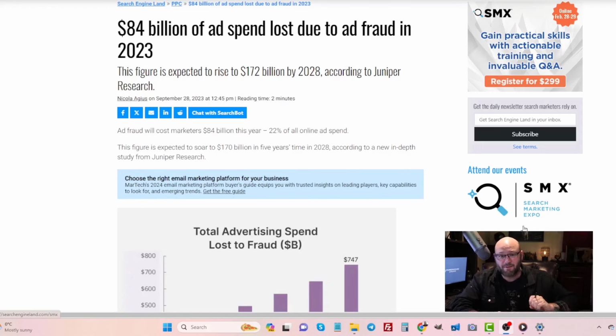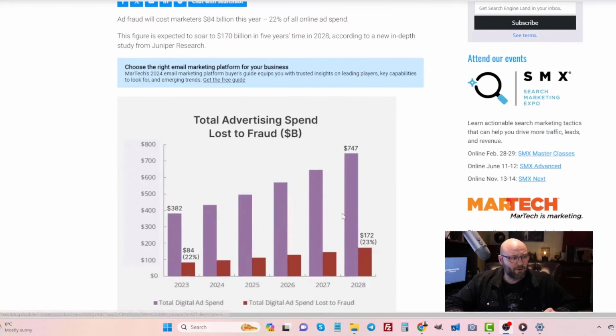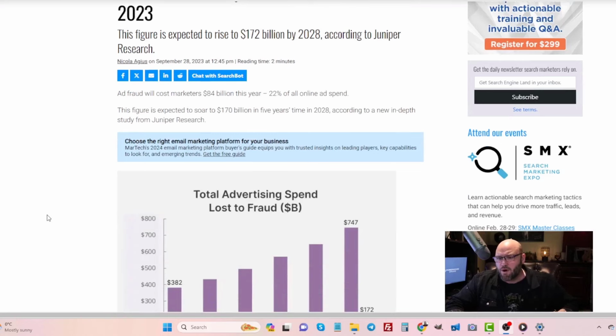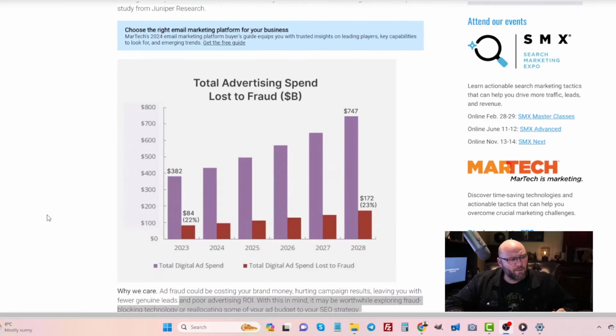And now, of course, people can argue that. That's what the comment section is for down below. But look at this statistic here. $84 billion of ad spend lost due to ad fraud in 2023. And it's expected to be over $172 billion by 2028. And this is according to Search Engine Land and some of their information that they've produced here. And this is very concerning, of course. And we're going to talk about this.